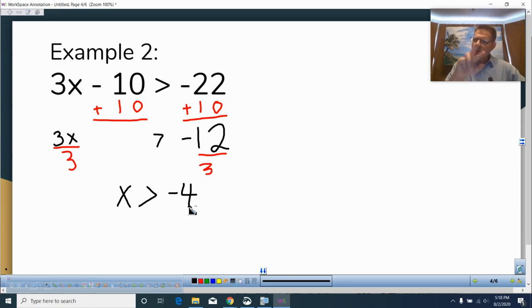Now, we have a -4. Should we have flipped over the sign there? No, not necessary. Only when we multiply or divide on both sides by a negative. Since those were positive 3's, no need. Other than that, it's just like solving an equation. Hope that was helpful. Quick little reminder on how to deal with inequalities.